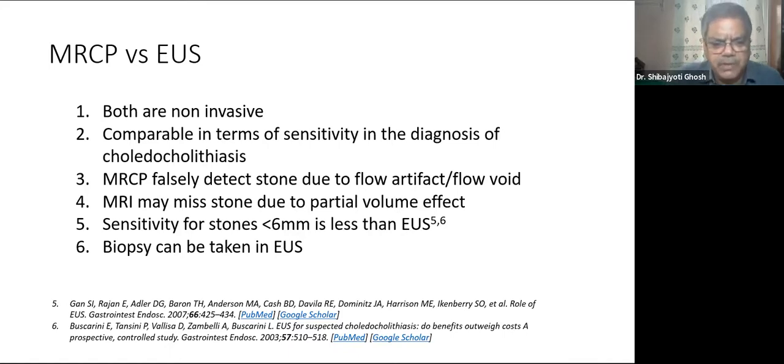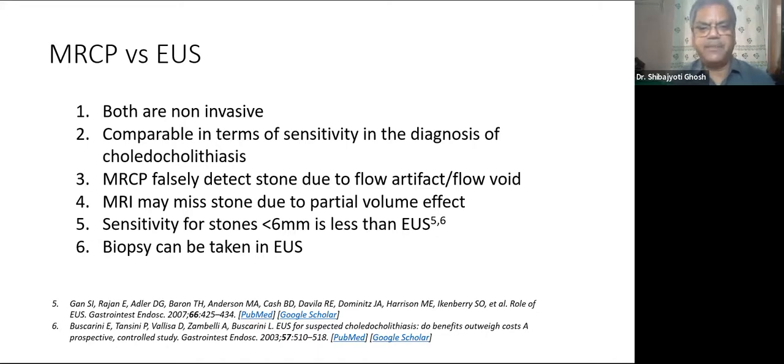There are two terms we should remember regarding the MRCP. One is flow void and another is partial volume effect. Now, what is flow void and what is partial volume effect? Flow void is when any fluid passes through a luminal structure very quickly, and MRCP cannot detect that, and that is represented as void. So that means there will be no signal from that area, and that may be falsely interpreted as the presence of stone.